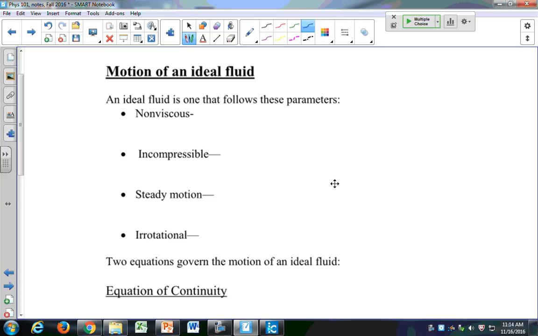But first of all, when we're looking at an ideal fluid, there are some properties that we'll need to assume for our fluid. First of all, that it's non-viscous. That means that we have negligible friction between the molecules. That means that the molecules can just move around one another very easily.